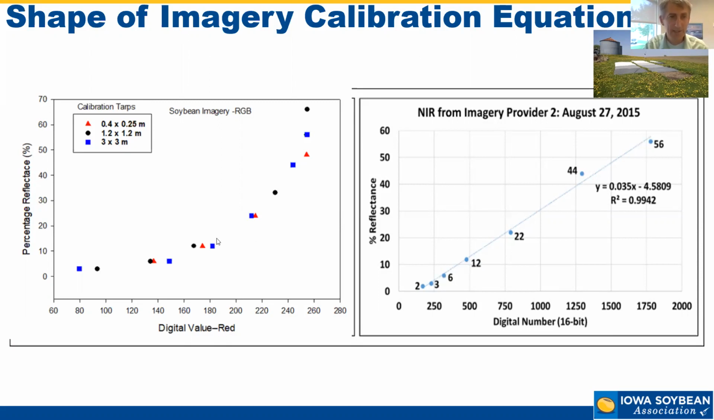If you look here on the left, that's another example where the calibration equation is not linear. It's some kind of exponential growth. We have 3 different tarps. The good news is that all of these tarps agree, but it's not really linear. So again, one of the goals of our research and testing was to identify which system can produce this linear shape in calibration.